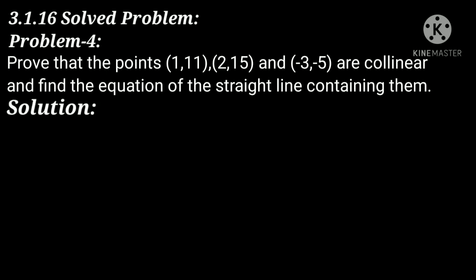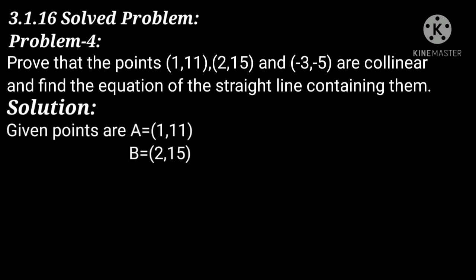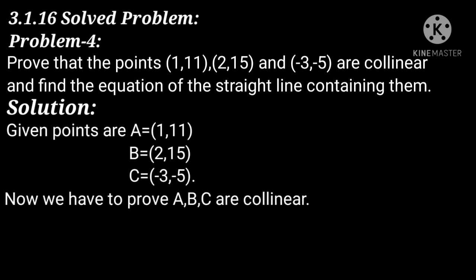Solution. Let us assume that the given points are A equal to (1, 11), B equal to (2, 15) and C equal to (minus 3, minus 5). Now, we have to prove A, B, C are collinear. To prove 3 points are collinear, there are many methods. In that, one method we will use in this problem. For that, we have to show the slopes of AB and BC are equal.